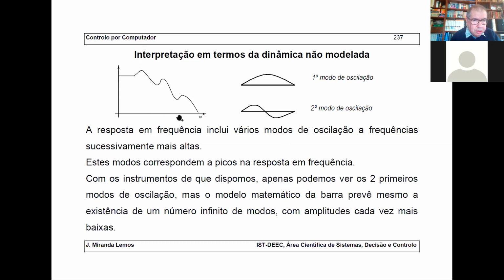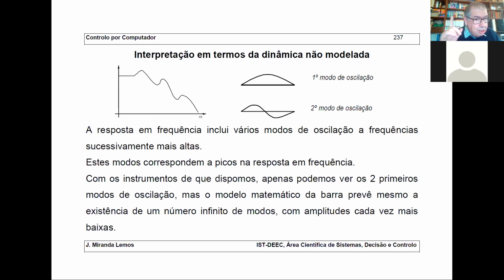So the horizontal axis is frequency and the amplitude is the gain. So you have a first oscillating mode. Then it decreases. Then you have another oscillating mode. Then you have another oscillating mode, and so on. In the data, we can see the first two oscillating modes. Then it's so fast that our recording equipment does not see them.